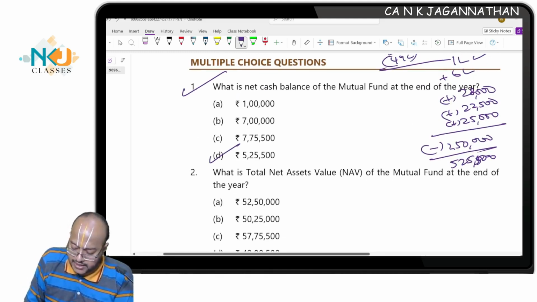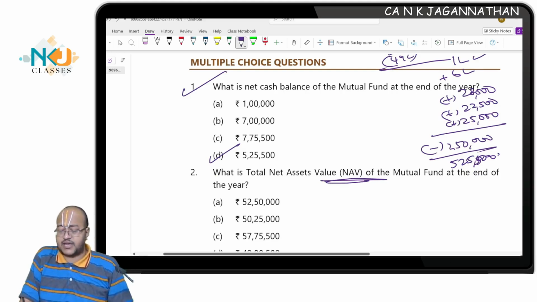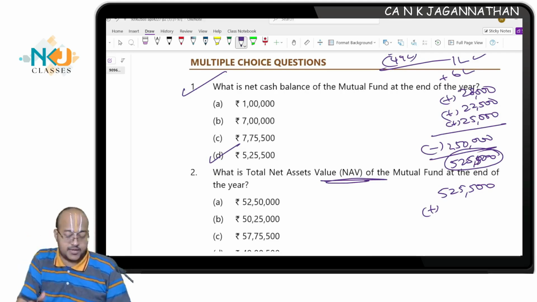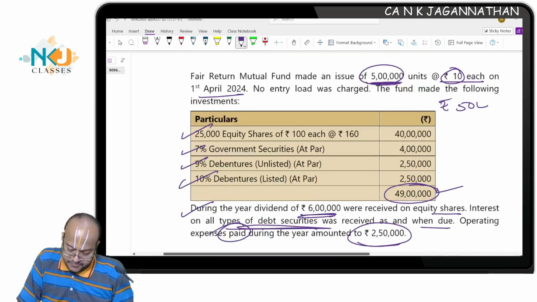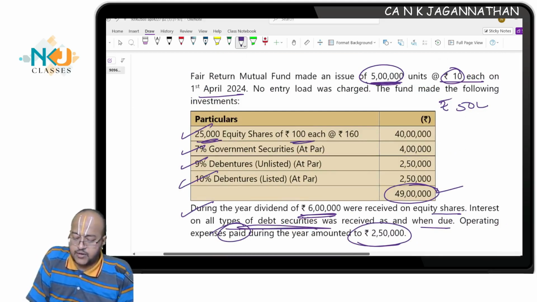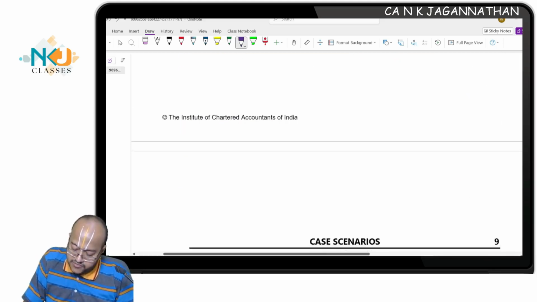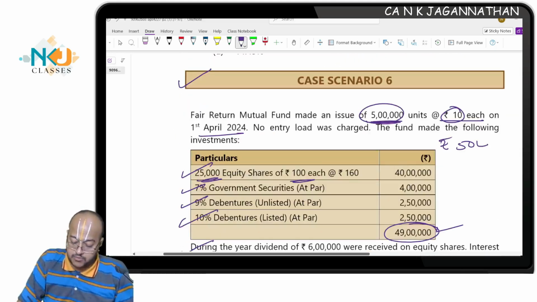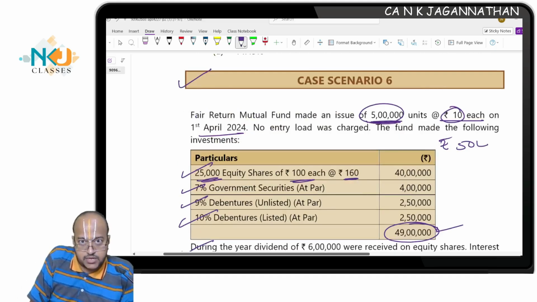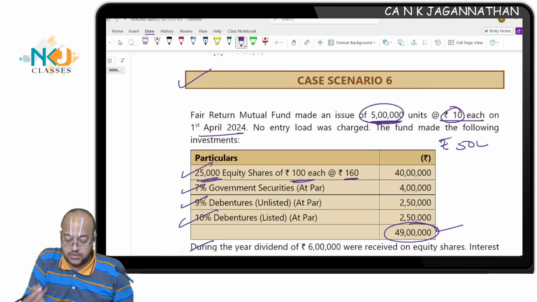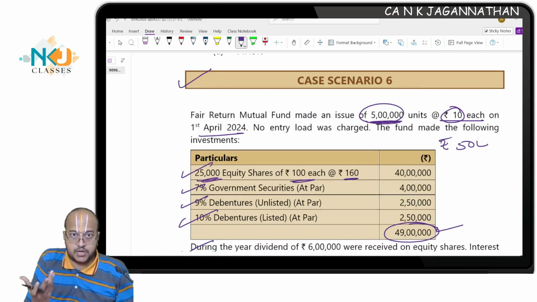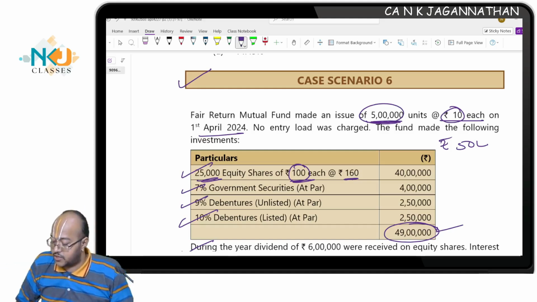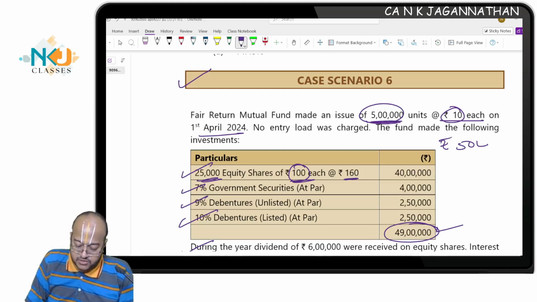Next, what is the total NAV of the mutual fund at the end of the year? See, this is the cash balance. 5,25,500 is the cash balance, and you will keep on adding the securities balance, whatever the market value is. So 25,000 equity shares of face value 100 are trading at 175% of the face value. Here, I have seen a common mistake: you should not apply the 175 percentage on the wrong base. In exam conditions you may commit the mistake. The 100 rupees is the face value, and only from here you should apply the 175% to get the market value. So 100 into 175% is 175 into 25,000.